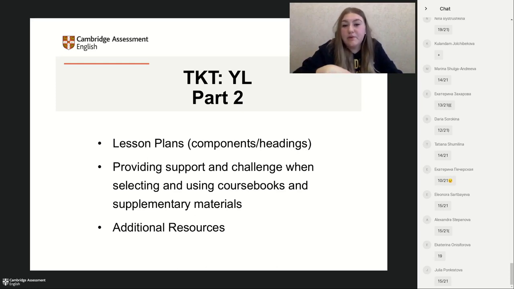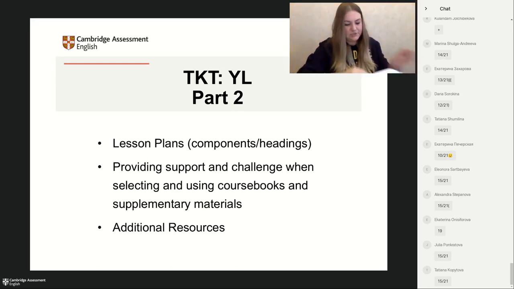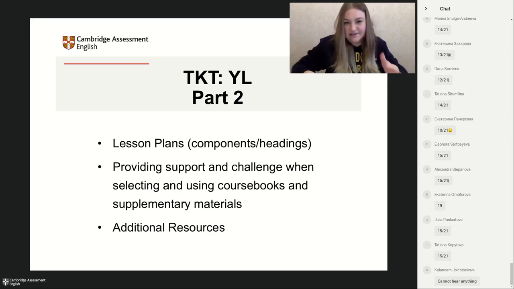Because now I move to part two. Part two of the TKT YL learner test covers the next areas. So this is lesson planning, the components and headings of the lesson plan, and I should say they are quite useful. Providing support and challenge when selecting and using course books and supplementary material. So everything about the program, I mean syllabus, you can use maybe some of the ideas to skip in the course book or to pay attention to or add some materials. And of course, additional resources that we use in the classroom. The list of them you will see later. Okay, and we start with the easiest things, I think.